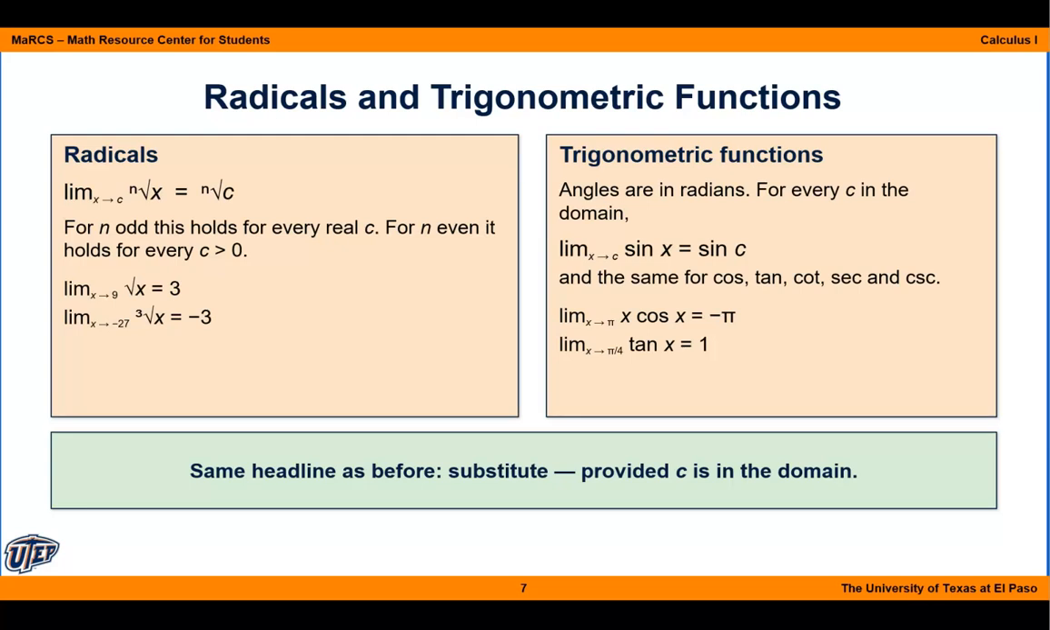The basic trigonometric functions are also continuous wherever they are defined, so their limits may be found by substitution at those points. For the first trigonometric example, substitute pi for x. Since cosine of pi is -1, the product is negative pi. In the second, tangent of pi over 4 is 1. The key idea remains the same. Substitute, provided the function is defined at the value being approached.